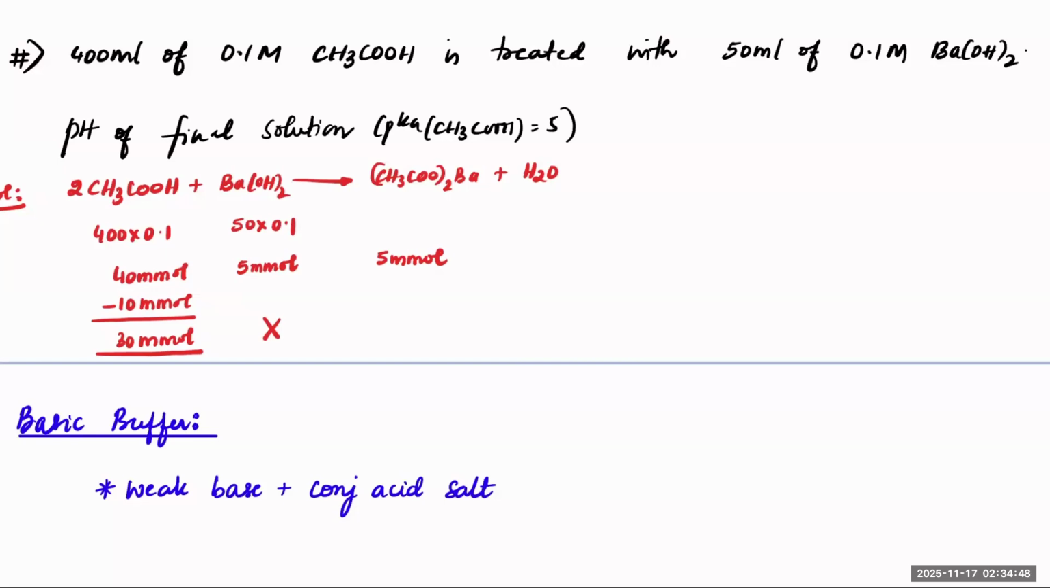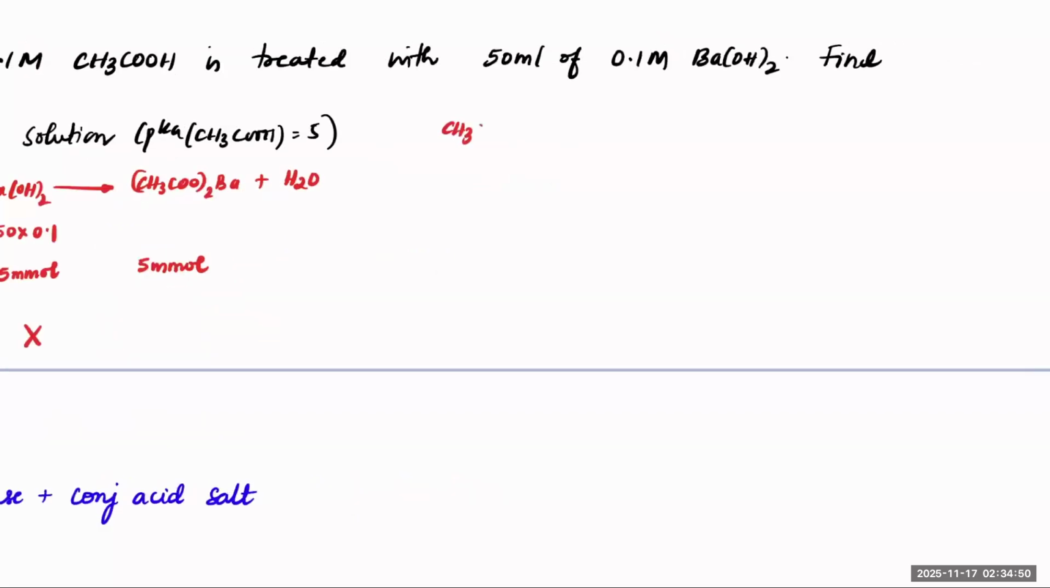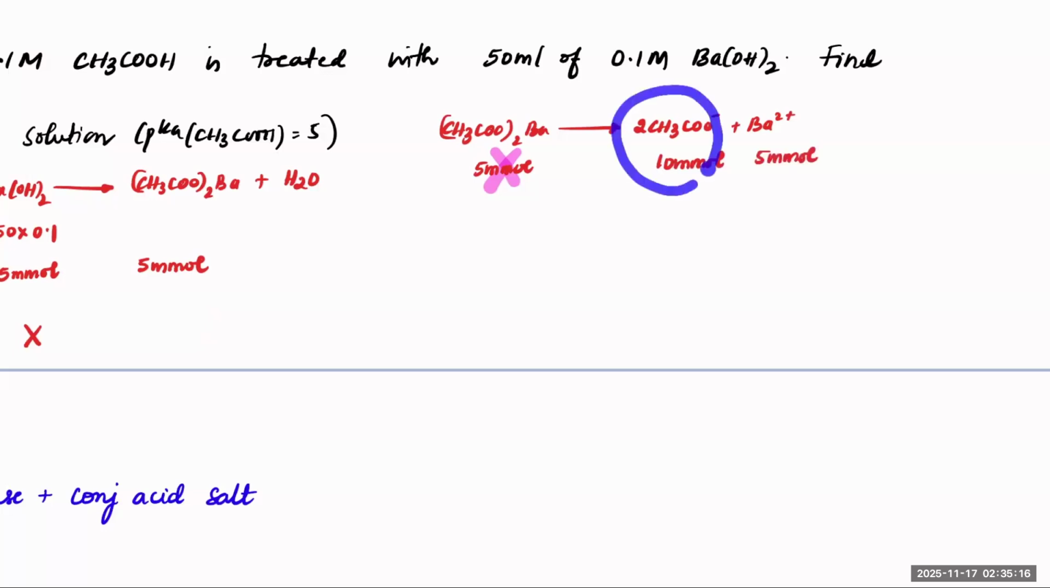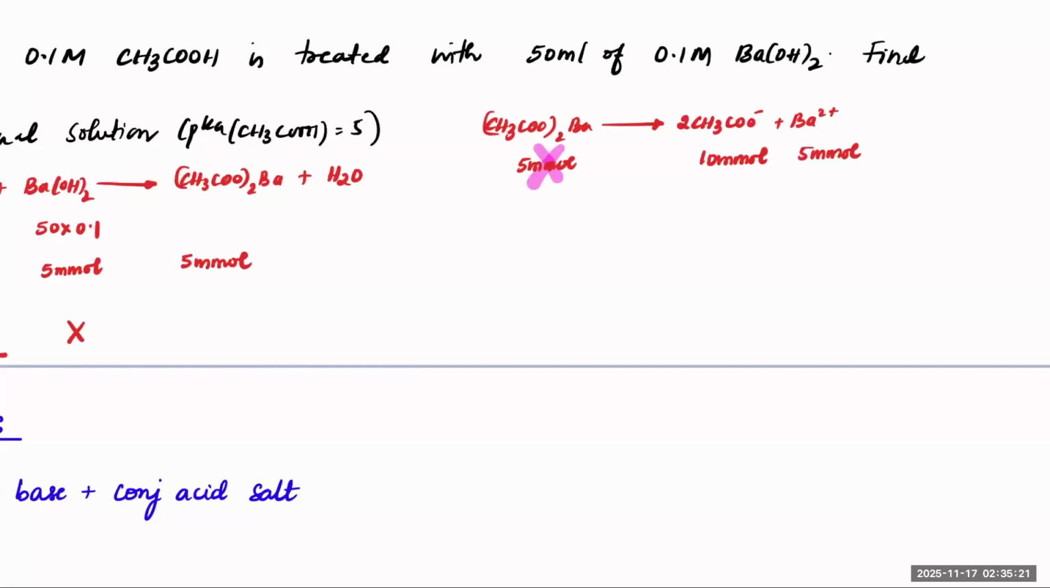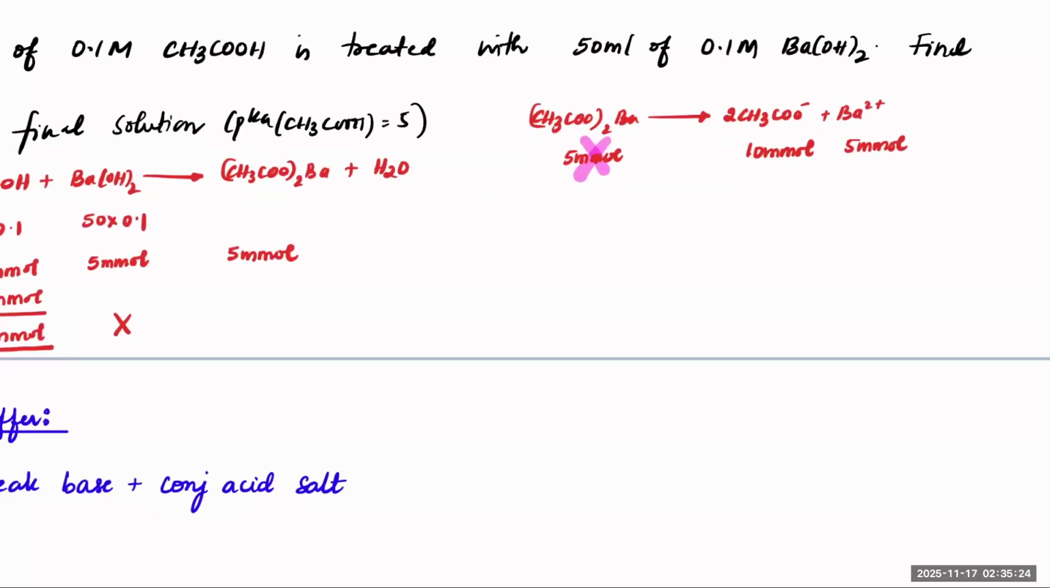And you know that (CH3COO)2Ba will again ionize to form 2 moles of CH3COO minus plus Ba2 plus. Which means this 5 millimoles which has formed, this entire thing will again ionize to form 10 millimoles of acetate ion and 5 millimoles of barium, which means the salt ion concentration is 10 millimoles. And that's what we require, right? So this is that value S.